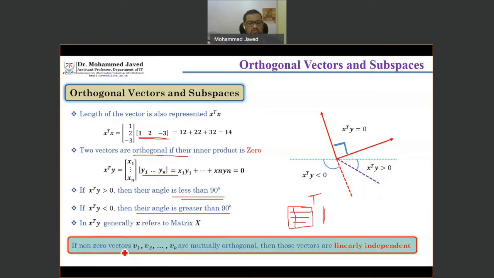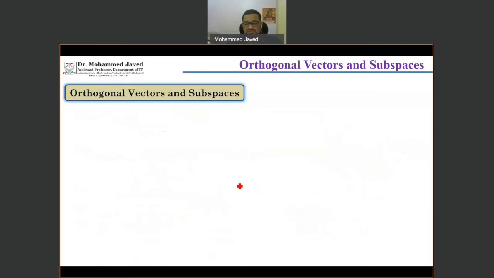If non-zero vectors v1, v2, ..., vk are mutually orthogonal, then those vectors are linearly independent. That is the idea. So orthogonal: show that the two vectors x and y are orthogonal. Now I already told in the previous slide that if x and y are orthogonal, then they will be meeting at 90 degrees and the dot product is 0. So let us check now what is the dot product of x and y.